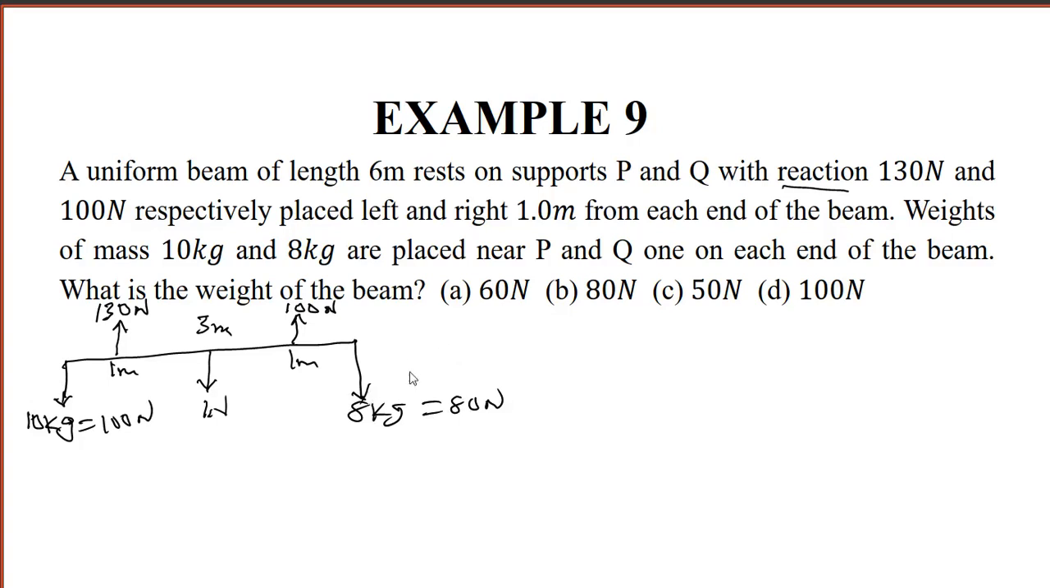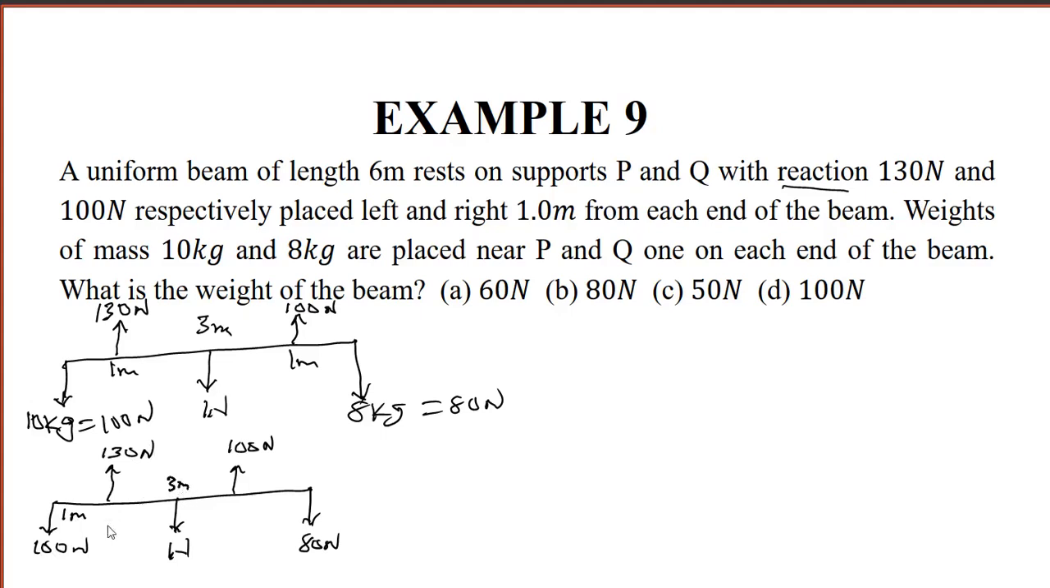Okay, let's redraw our diagram. Now we have here 100 Newton. We have here 130 Newton. We have here weight. This place we have 100 Newton, and here we have 80 Newton. Now let's look at our distances. From 100 Newton to 130 Newton is actually 1 meter. This is 1 meter.